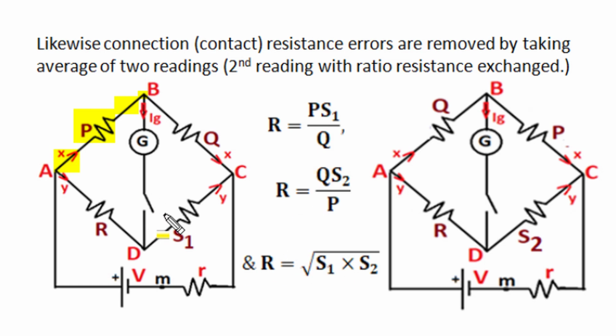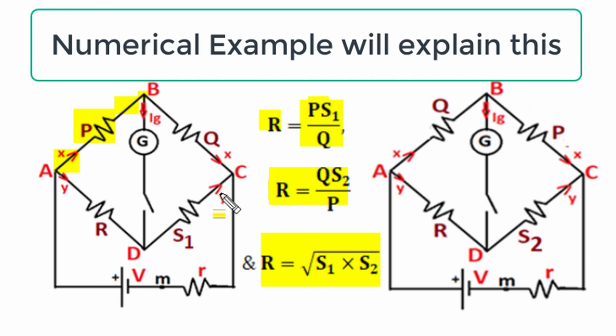So in the first case, the product of P and S1 is equal to the product of Q and R, and our R value is P S1 upon Q. And in the second case, when the ratio resistances P and Q are interchanged, the product of opposite resistances Q and S2, where S2 is the new standard resistance value for balance, becomes equal to the product of P and R, and our unknown resistance is obtained by this relation. When we multiply the two, the ratio resistances cancel out, and our R resistance becomes the geometric mean of the two balance resistances S1 and S2 obtained by change of ratio resistance positions.